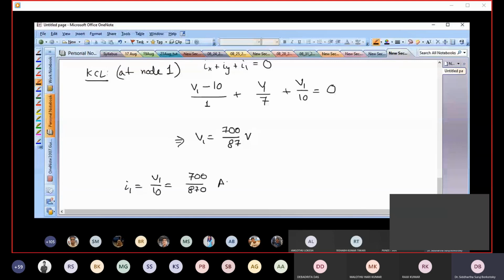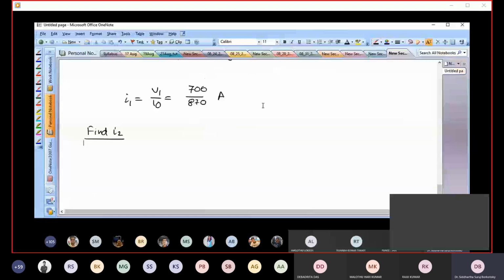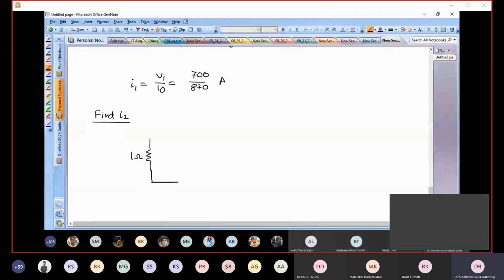So when I'm trying to find I2, what I have to do is remove the voltage source by short circuiting it. So find I2 now. What was I2? I2 is something where you no longer have the voltage source. So here there was a voltage source before, but I just removed it. So I'm just short circuiting it.